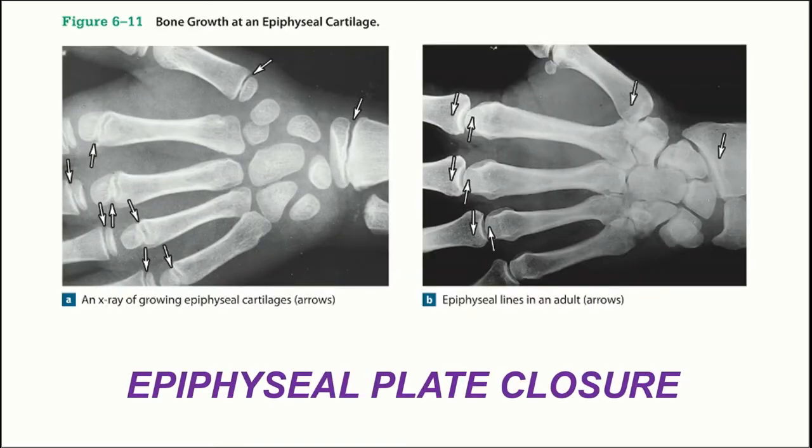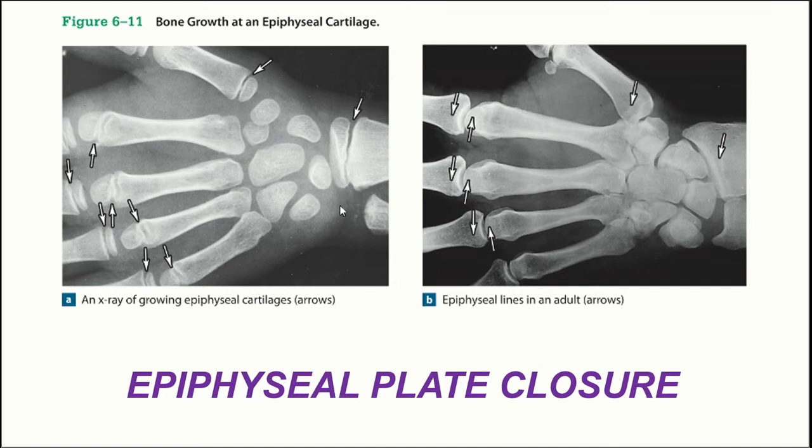So as adolescence ends, mitosis of the epiphyseal plate cartilage begins to slow down, and eventually epiphyseal plate growth slows enough that the bone replacing that cartilage causes the epiphyseal plate to be completely replaced by bone. This is a process called epiphyseal plate closure.